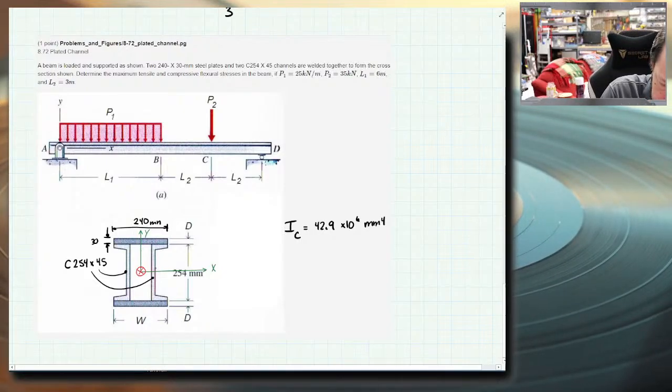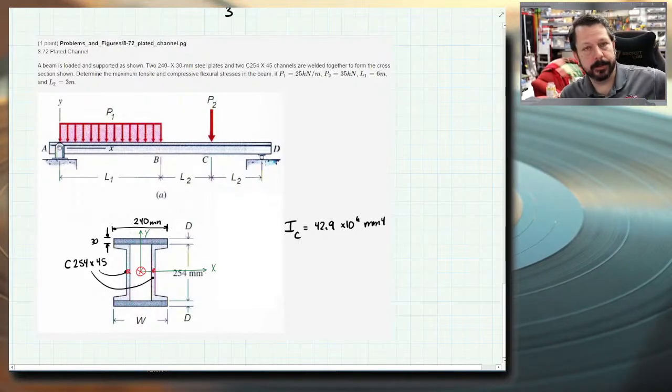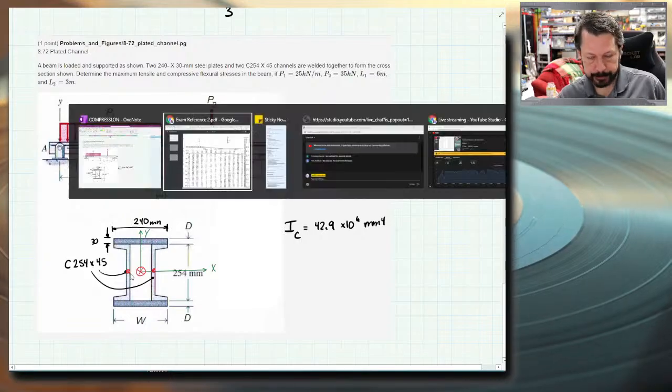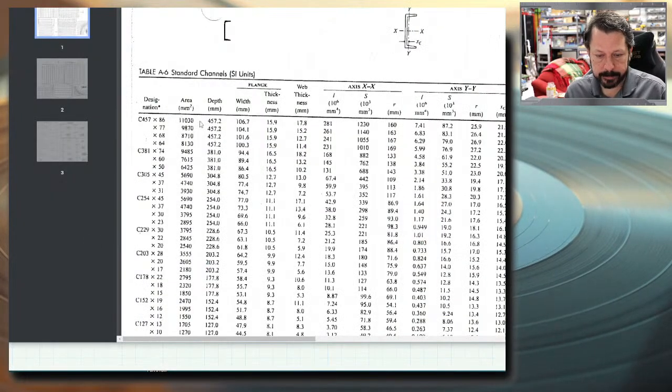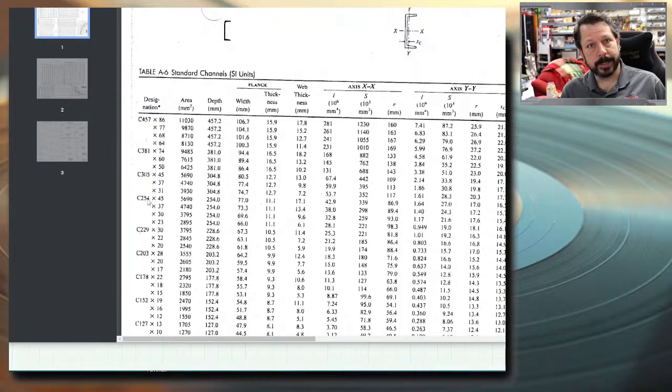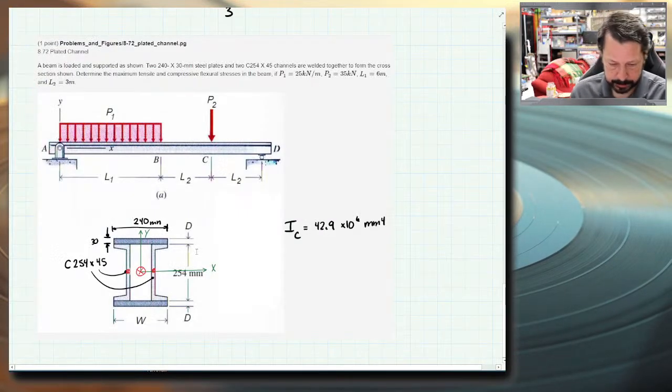They have their centroids right here and right here. They're already at the neutral axis, so no parallel axis theorem is needed. I could do the parallel axis theorem to a standard beam because I have the area of the beam listed. It's 5690 millimeters squared for this beam. So I could do A times Y squared, even with a beam that has its own designation. I don't need to in this case.